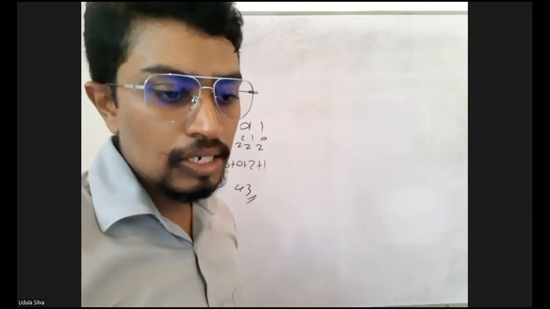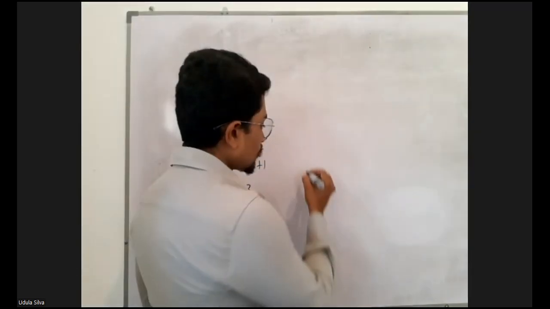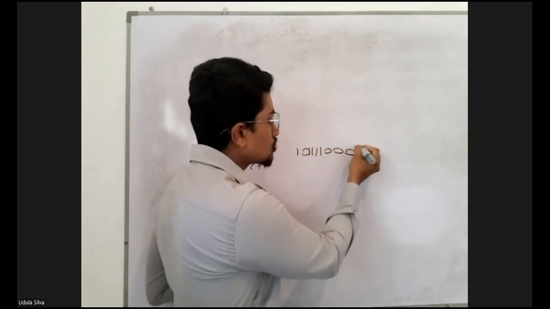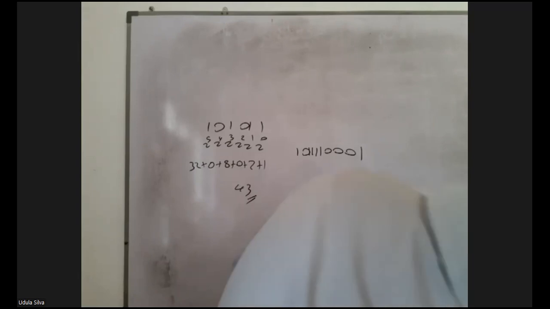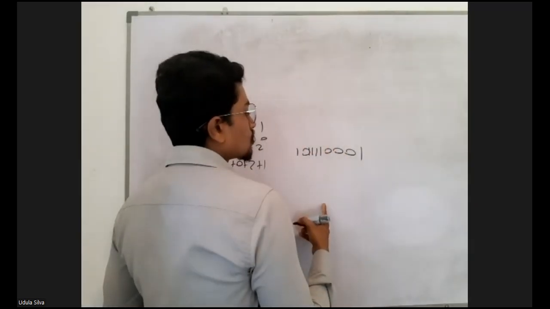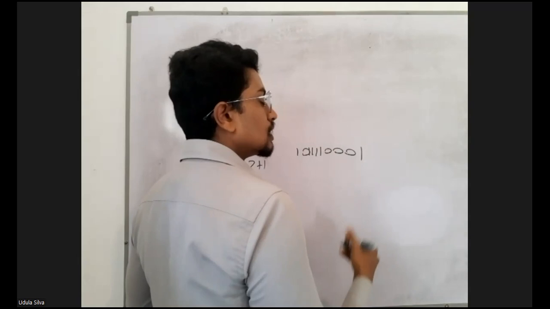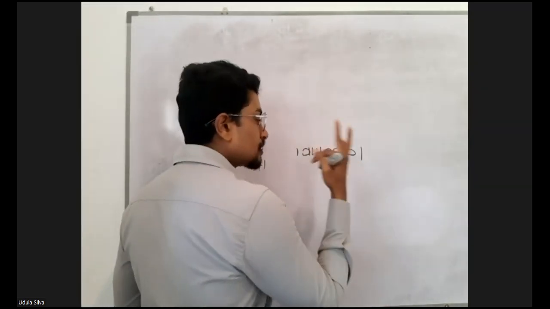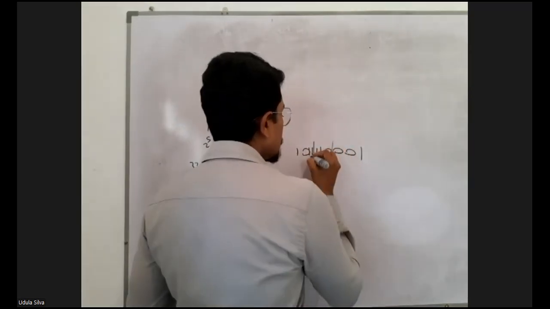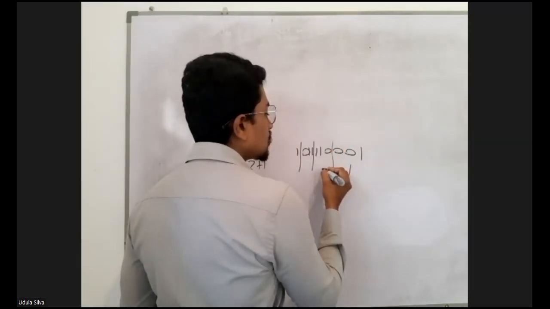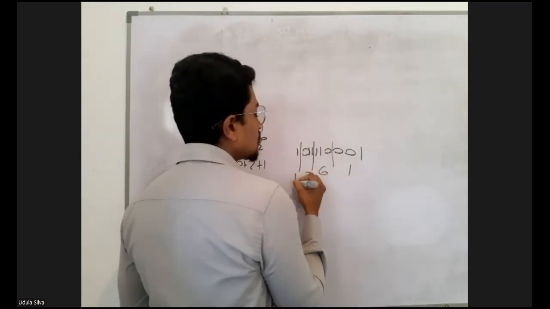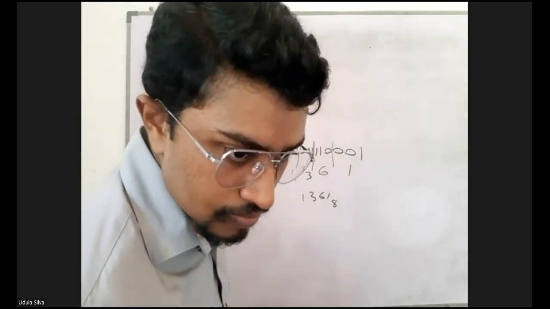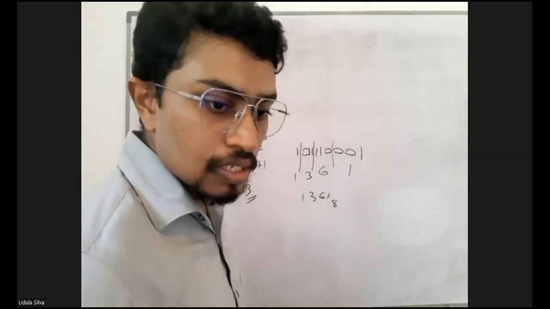Third one, what is the octal number equivalent to 1011110001? How do you convert binary into octal? Divide the binary number into groups of 3 bits. 1, 2, 3, break, 1, 2, 3, break, 1, 2, 3, break. Here we have 1, 6, 3, 1. So 1, 3, 6. Third one is the answer.